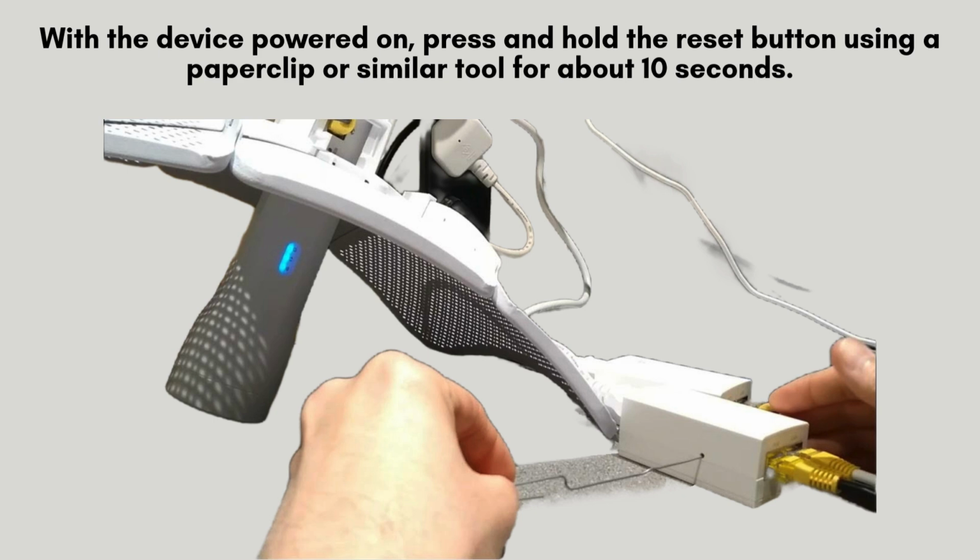With the device powered on, press and hold the reset button using a paperclip or similar tool for about 10 seconds. You'll notice the LED lights blinking, which indicates the device is resetting. Once the lights stabilize, the CPE610 will have been restored to its factory settings.